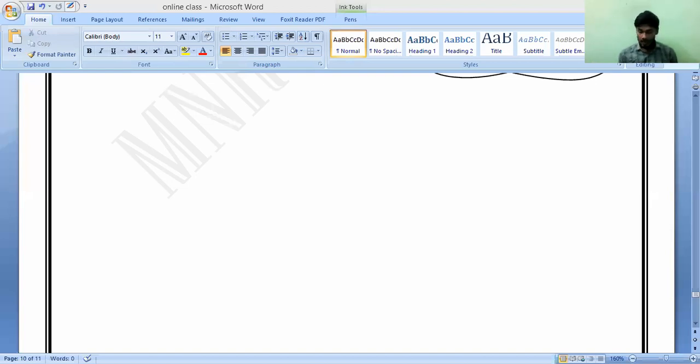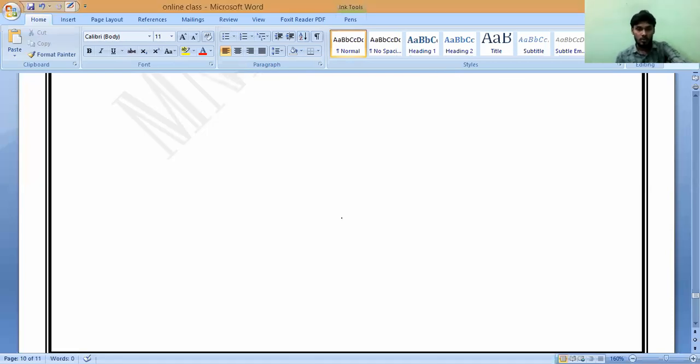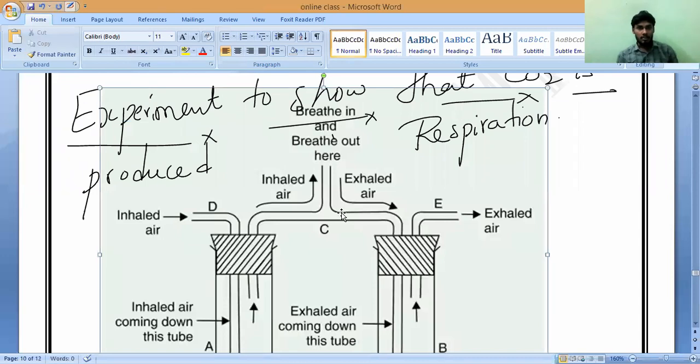For this purpose, we have to take two tubes called A and B, which are fitted with two holed corks. I will show you how it will be. Just like the picture, we have to arrange the setup in our laboratory with two test tubes. We have to take them. Just wait.